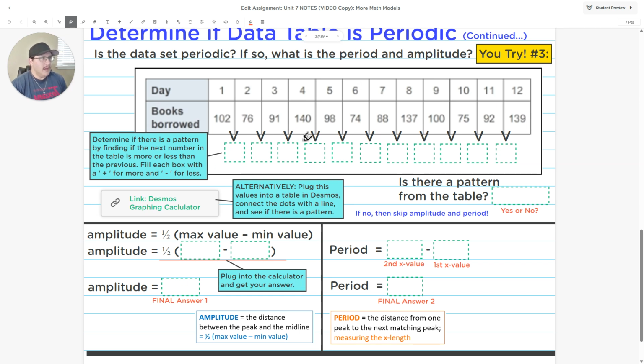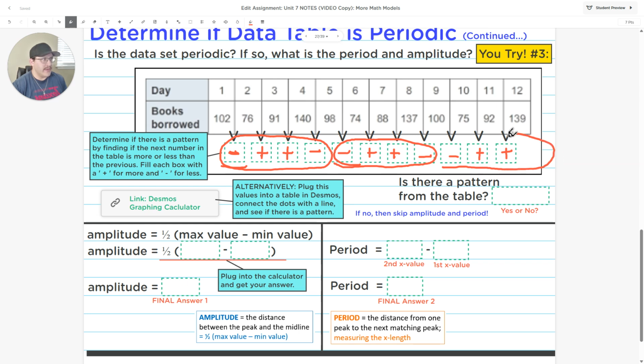Okay, so to do this by hand, we're going to see if there's a general plus-minus pattern going on. So 102 to 76, that's minus. 76 to 91, that's plus. 91 to 140, that's plus. Then minus, minus, plus, plus, minus, minus, plus, plus. Okay? So, seems like there is a general pattern going on.